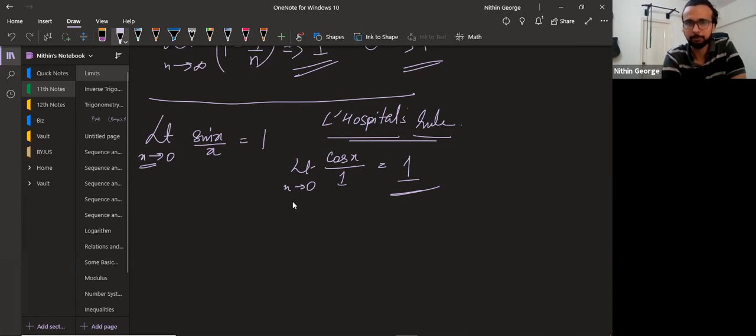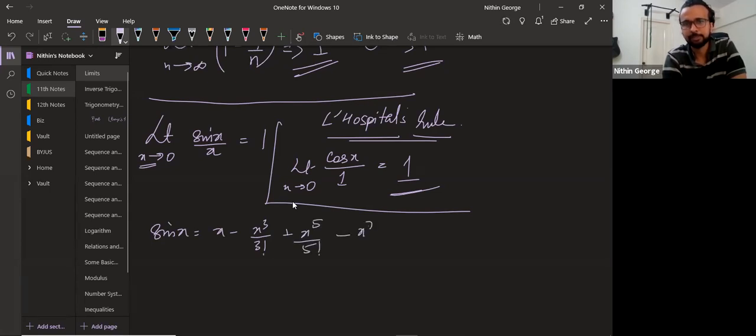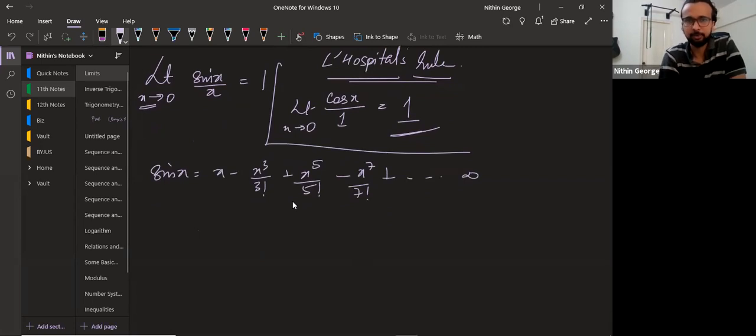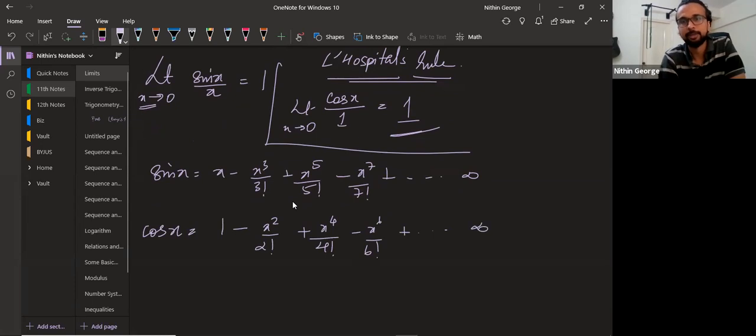Or you can use the expansion. Suppose you didn't know L'Hopital's rule. You can say that sin x is nothing but x minus x cubed by 3 factorial plus x power 5 by 5 factorial minus x power 7 by 7 factorial all the way up till infinite terms. This is the series of sin. If you didn't know this, please note this down. Cos x will be nothing but 1 minus x square by 2 factorial plus x power 4 by 4 factorial minus x power 6 by 6 factorial and so on all the way up till infinity.